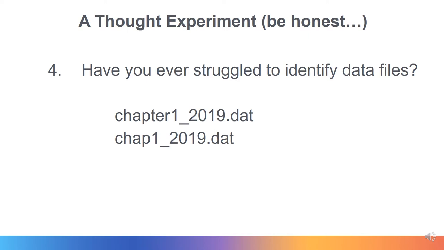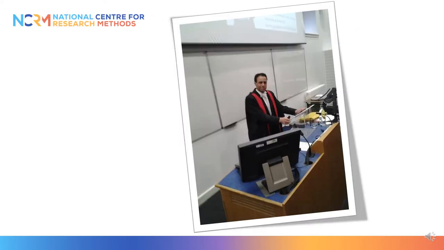For example, a file called chapter1_2019.dat and a second file called chap1_2019.dat. Well, if you experienced any of the above, you could improve your social research workflow. The examples in this presentation tend to lean towards statistical analyses of social science data, but many of the issues around the workflow and being well organized permeate across a number of research processes, so it's worth continuing to listen in.